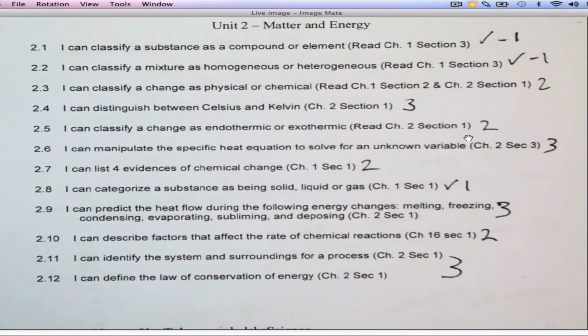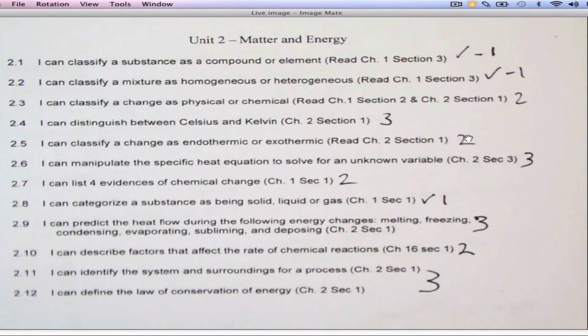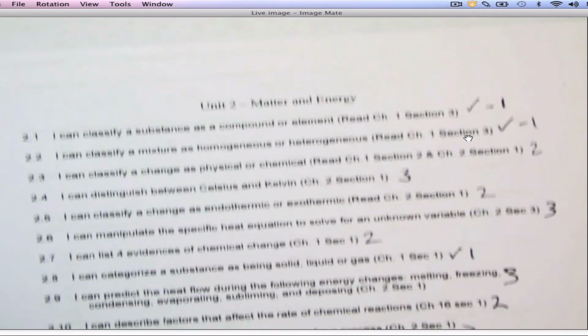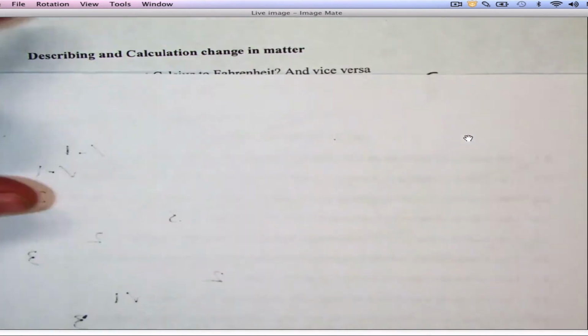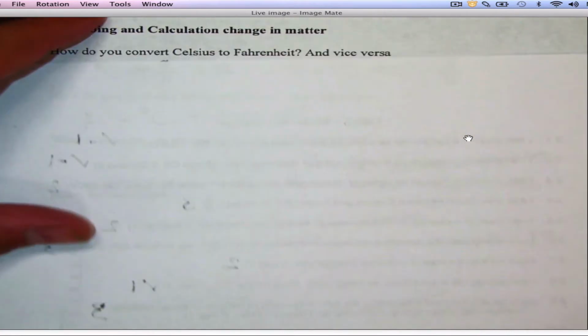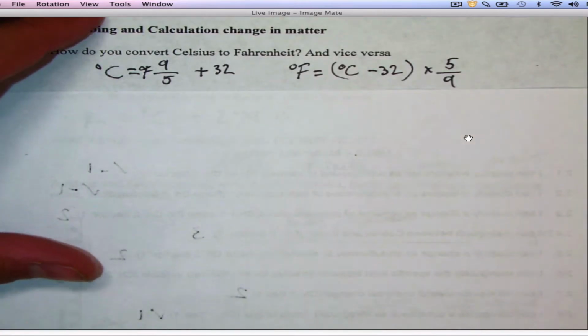So in terms of topics, what we talk about. So here we go. Here's how it works out. So describing calculations in matter. All right. So first thing is, what are the formulas? Well, here are the formulas right here.